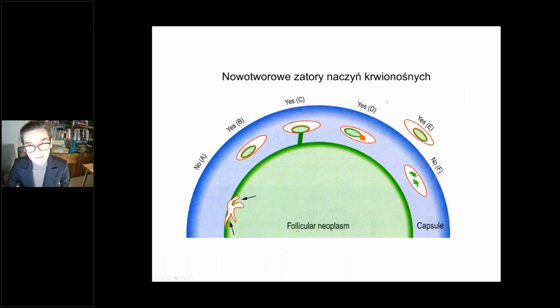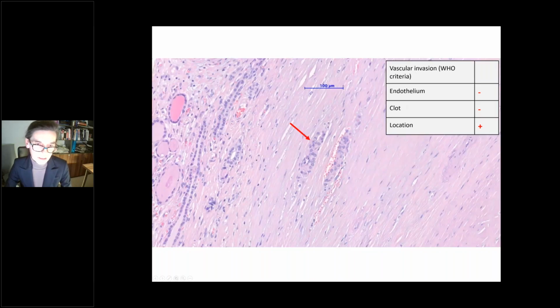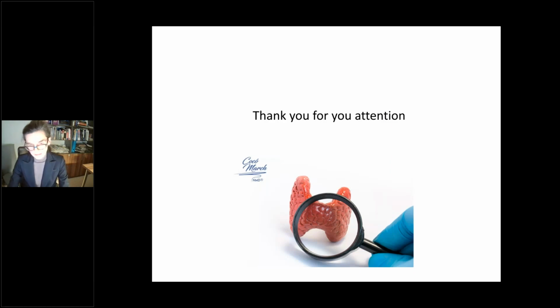And also angioinvasion, you can find such covering on the surface of the tumor group. So endothelium is present, but a clot is not present, and this vascular space is inside the fibrous capsule. According to the WHO classification, and again the second example, we have a vascular space with tumor cells, but without covering of endothelium and without clots, and it is an example of unequivocal invasion. So that's all from me. Thank you for your attention.